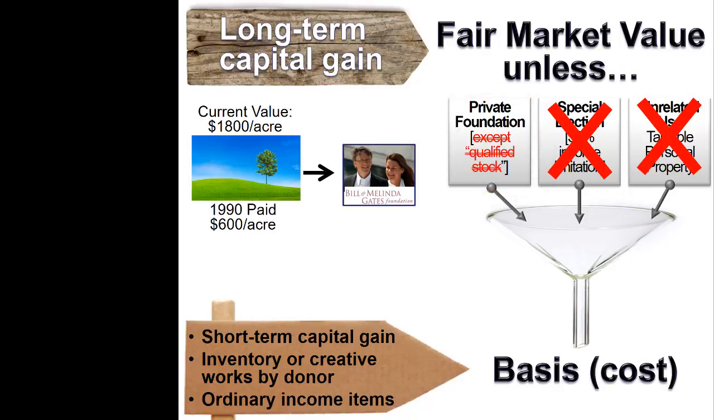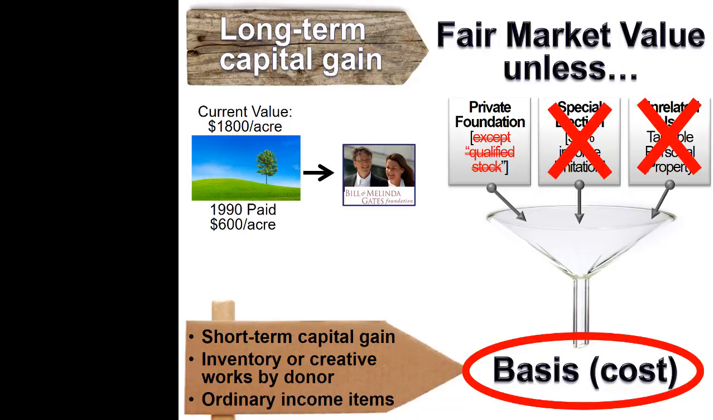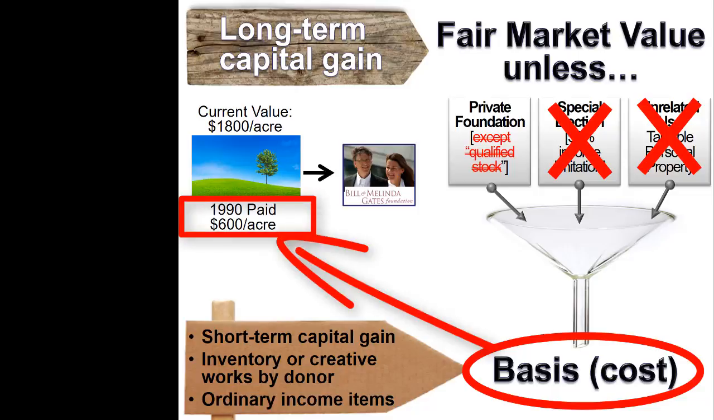Consequently, he will not be able to deduct its fair market value unless it is, quote, qualified stock. Clearly, this is not any type of stock shares because it is real property. So the exception to the exception is not relevant. As a result of making this gift to a private foundation, since it is not qualified stock, the donor's deduction for the charitable gift of land will be limited to its cost basis. In this case, that means that the donor's deduction will be limited to $600 per acre.